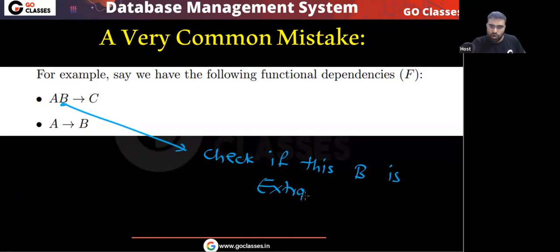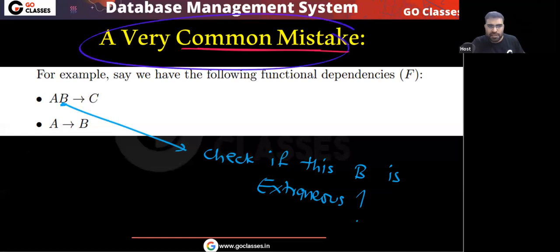Then what is a common mistake? The common mistake is this. I'm asking you to check if this B is extra. Some students, by mistake, because this is a very common mistake, can first remove this B and then check, can A determine C?